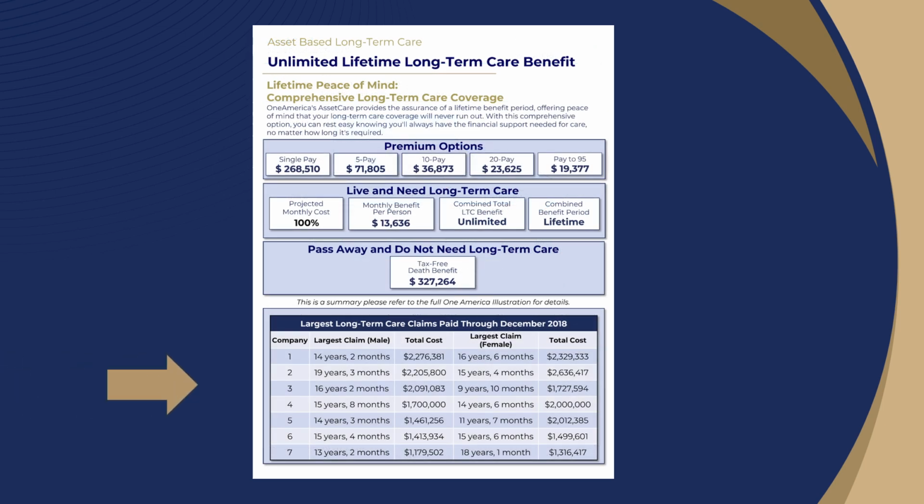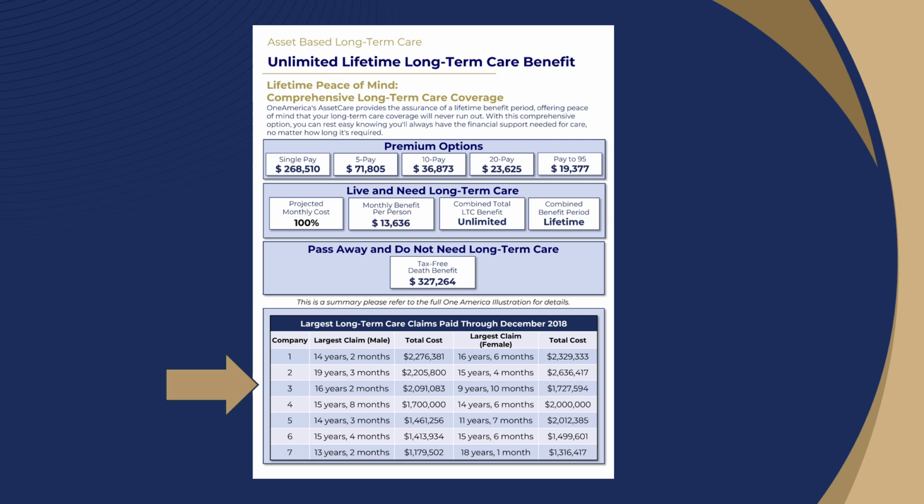Now, I can't do that same analysis, unfortunately, on how much would you have to liquidate from your IRA or your capital appreciated assets or your cash assets, because this is literally a lifetime benefit. So instead, we put together the largest claims that are still being paid through December of 2018, broken up by males and females. And you can see these 14-year claims, 15-year claims, 19, 16-year claims.